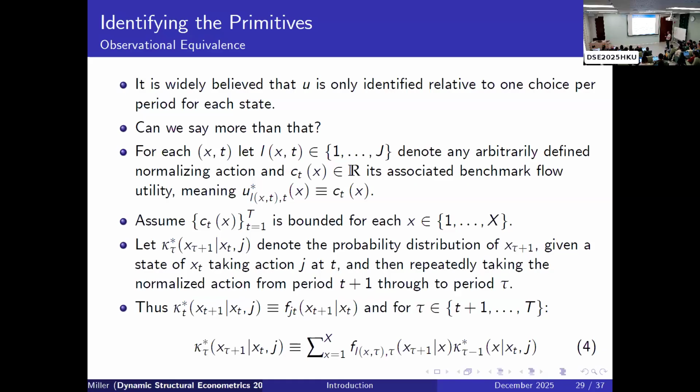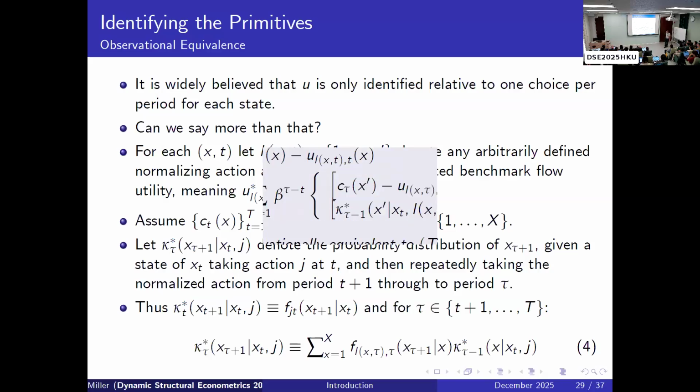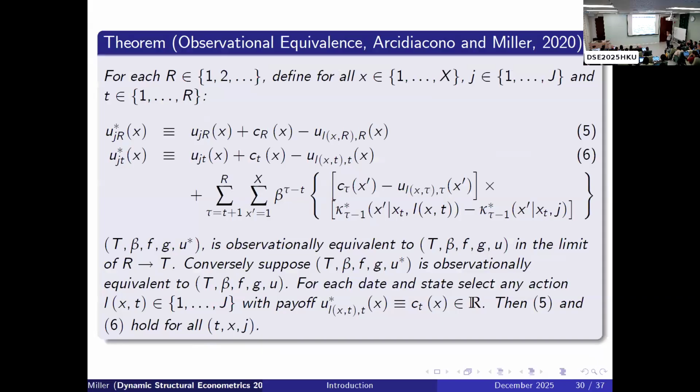And then consider the conditional probability distribution from x_{t+1}, t+1 onwards. For example, taking action J in period T, and then the normalized action from then on out. Okay? So we're going to take a normalized action once we get started, but action J to begin with. And that's why I've got a K star there. Well, in that case, what we can say is the following. And I'll just intuitively talk about it rather than go through the algebra.